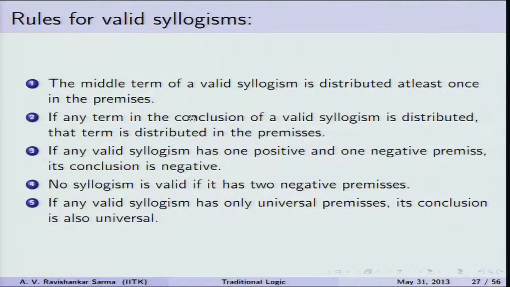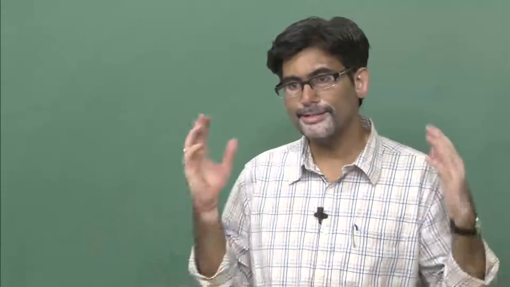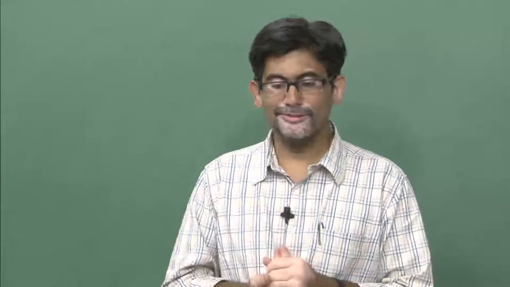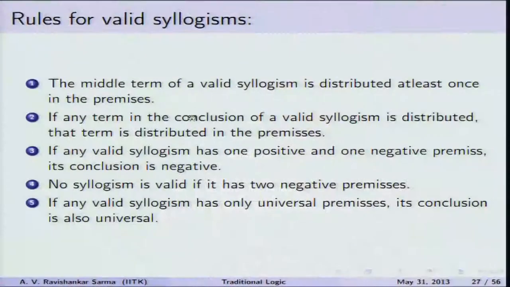So far we have said that out of 256 syllogisms, 15 are unconditionally valid and 9 are considered to be conditionally valid. So how do we know that these 15 syllogisms are unconditionally valid? Aristotle has come up with some rules for valid syllogisms. After all, logic is all about the study of principles of valid reasoning. So there are rules for these valid syllogisms, and the rules are like this.